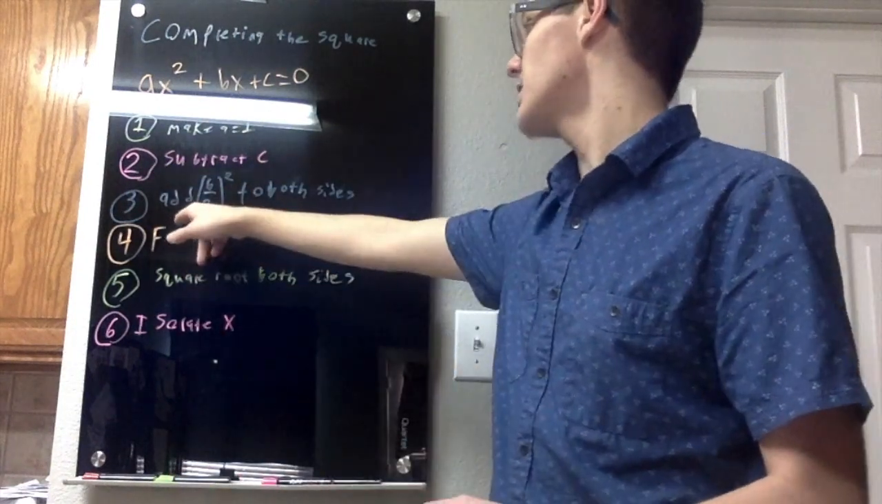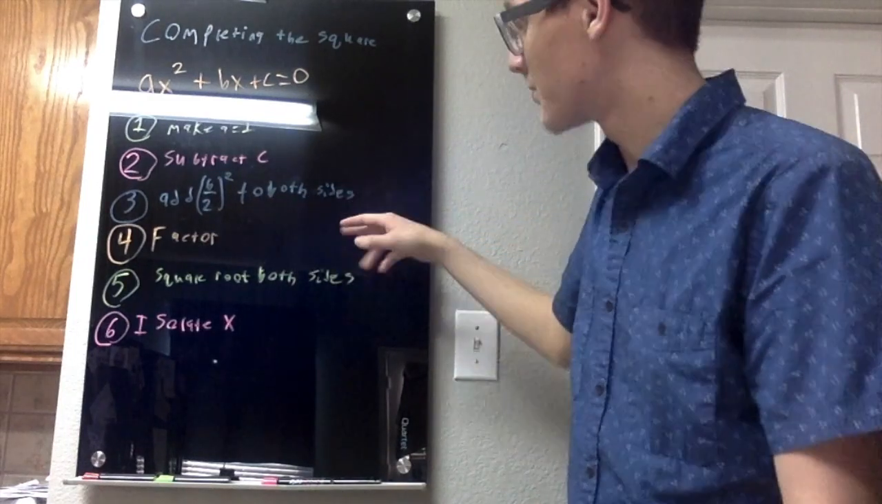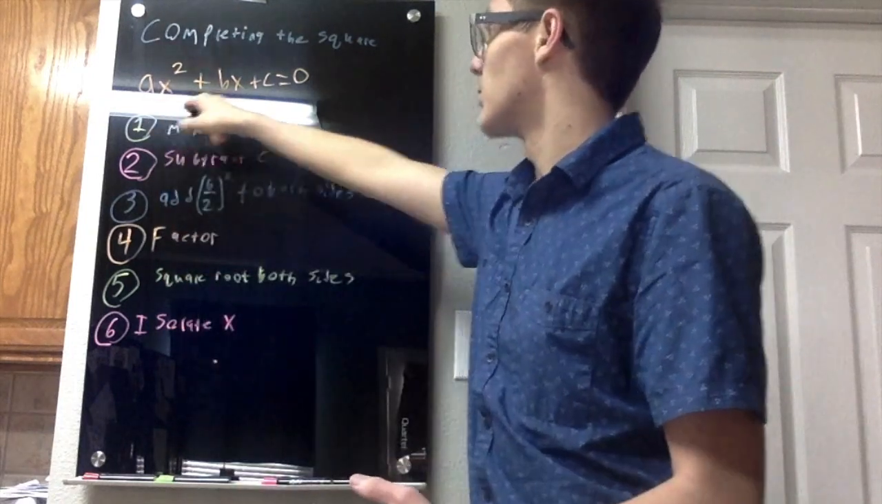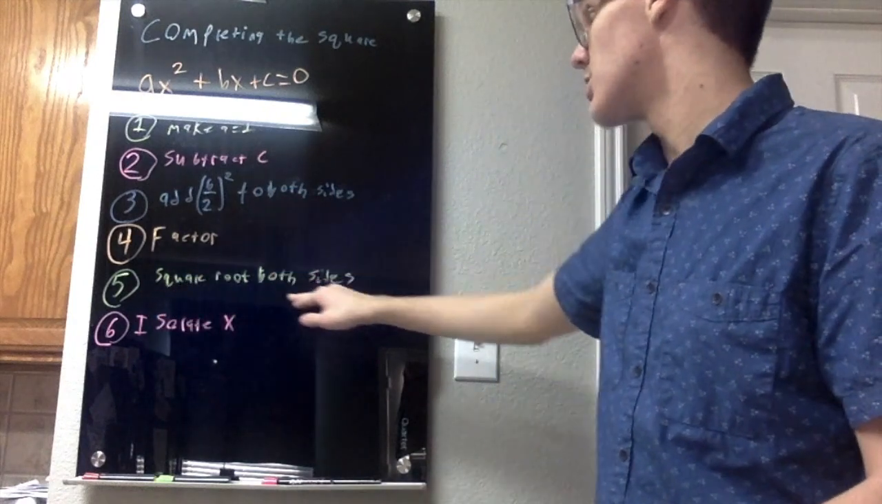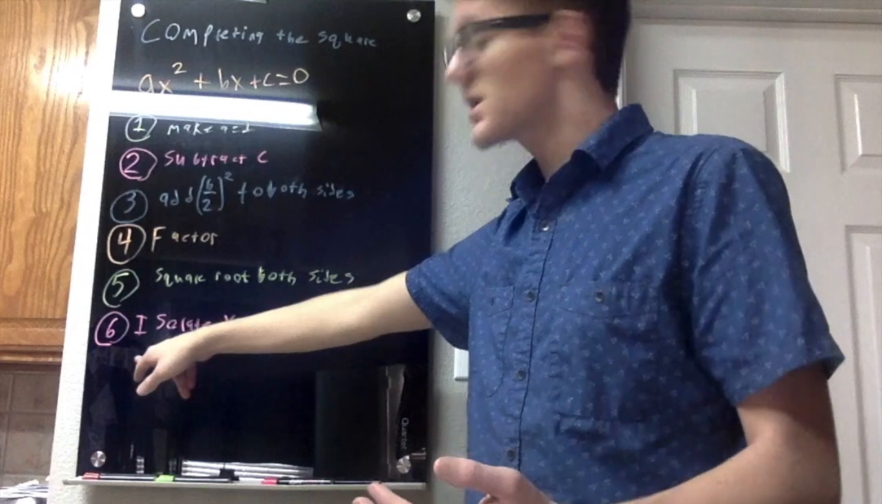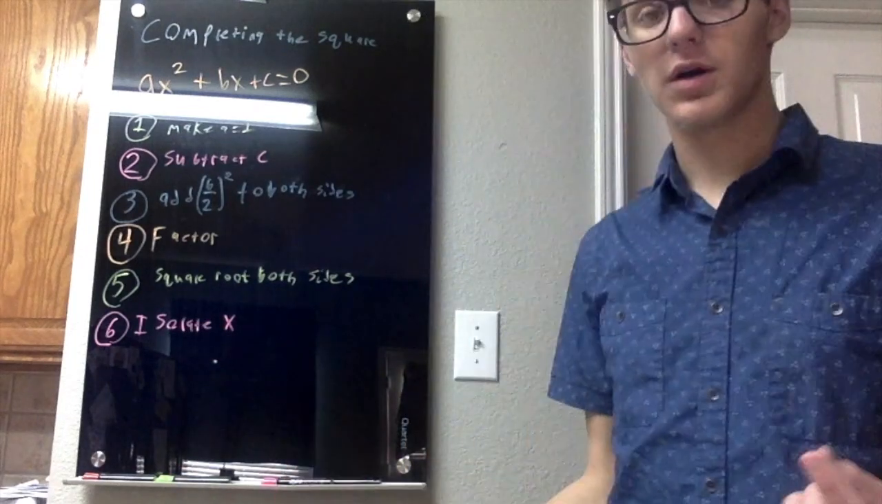Step 3 is to add b over 2 squared to both sides. Step 4 is to factor the left side of the equation, being what's left with the x squared. And step 5 is to square root both sides, find the square root of both sides. And step 6 is to isolate x, giving us multiple or one value of x equals.